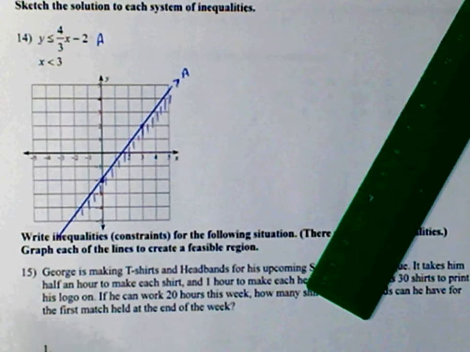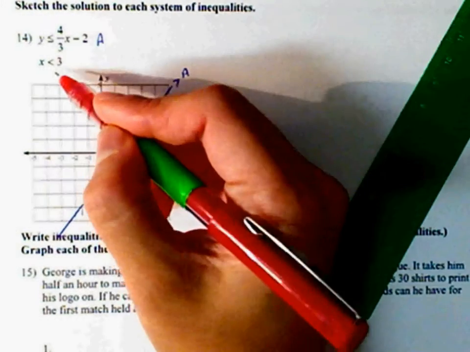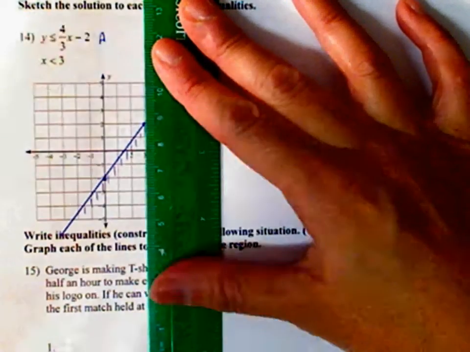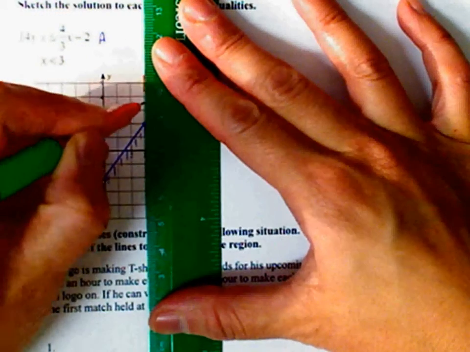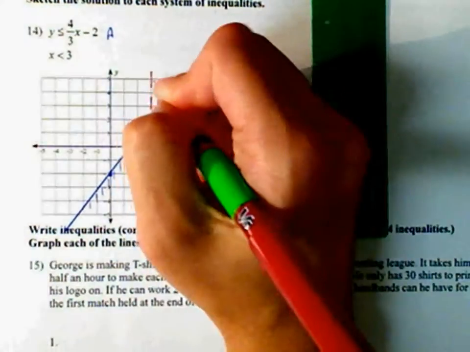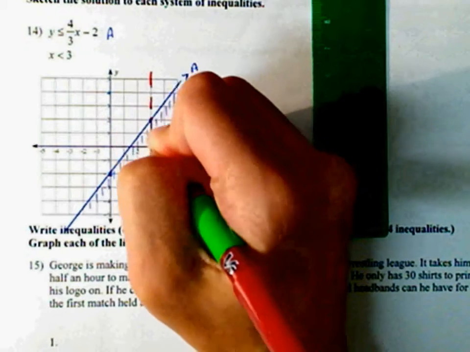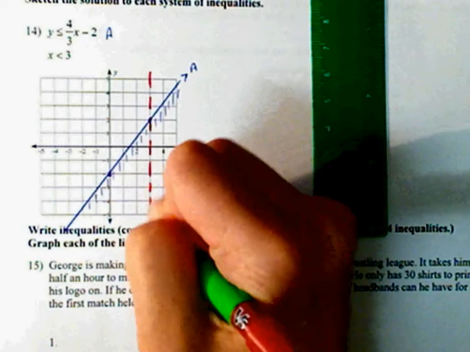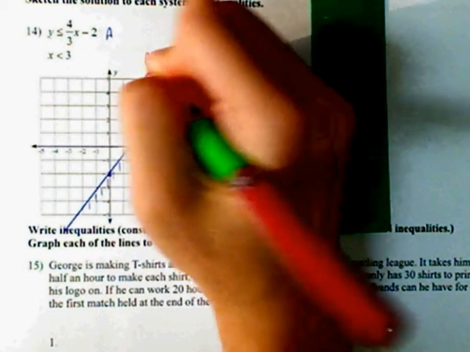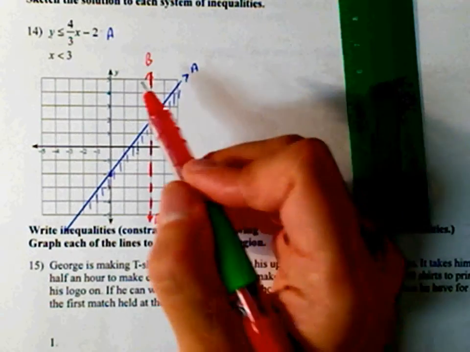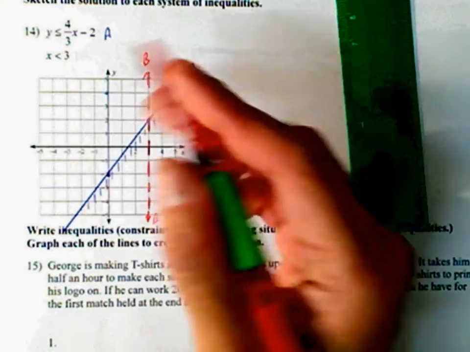Okay. Your next one, it says X is less than 3, so go to 3 on the X. Now notice how it does not have an equal with it, it's just less than, so your lines will be dashes. So let me make it really clear that these are dashes. We'll call those B, and the reason they're dashes is the points are not included. And let's read. X is less than 3.